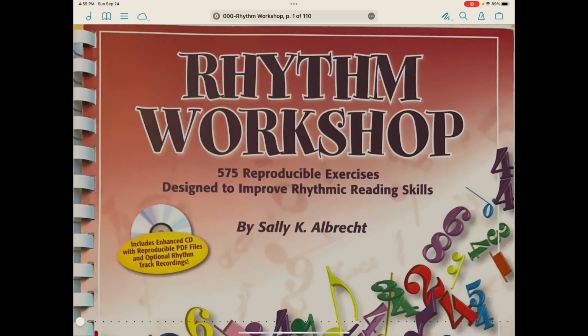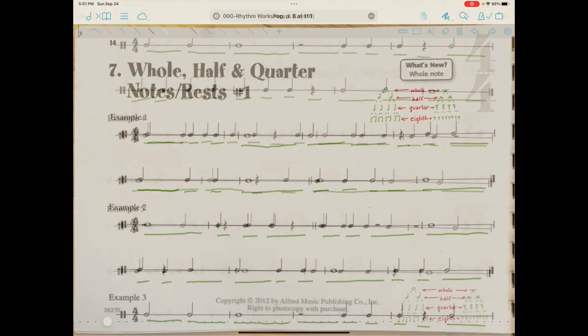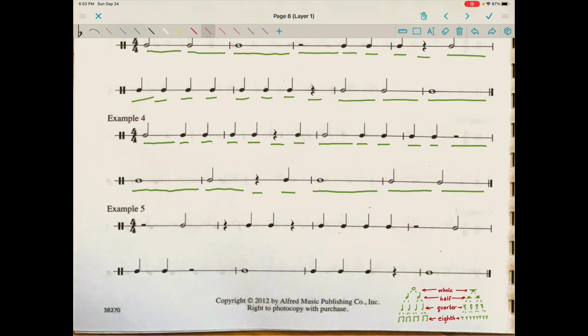Returning to Rhythm Workshop by Sally K. Albrecht. Returning to exercise 7 in the 4-4 section of the book. We'll be looking at example 5. So first looking at the time signature, remember that the top number tells us that there are 4 beats per measure. And the bottom 4 we can think of as the denominator of a fraction. That reminds us that a quarter note will be our beat or our pulse note. And we can go over to our note and rest value pyramids and just apply that 1 beat for quarter notes, 2 beats for half notes and half rests, 4 beats for whole notes and whole rests, half a beat for 8th notes and 8th rests.